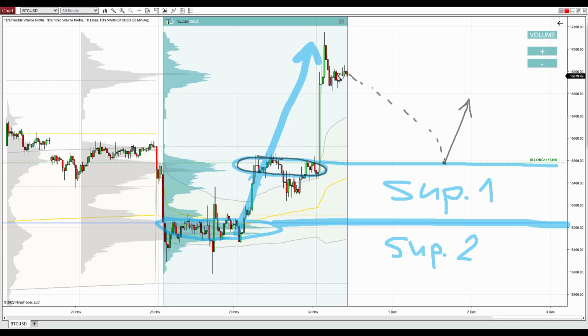Ideal scenario would be wait for the pullback to the first support, then a reaction, and then another pullback. You don't trade for the second time, right? You trade the support only once. So then a pullback to the second support and reaction from there. This is the ideal case scenario. What we need to do now is just wait for the price to make those pullbacks and trade from there.